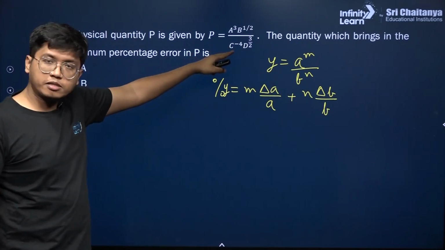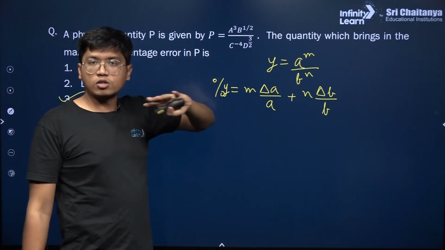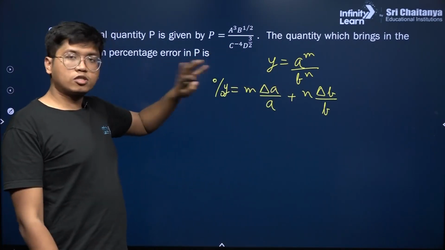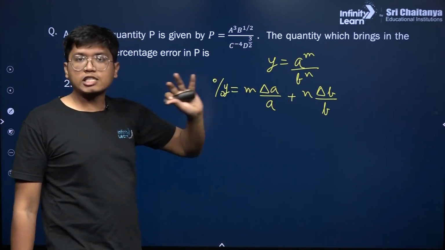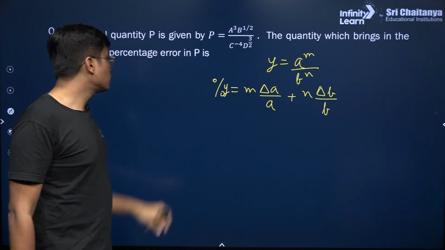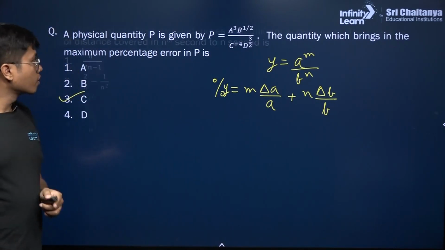So whatever was their power, that came as the coefficient. So here, since C has the maximum power, the negative value does not matter, right? Negative value does not matter when you're finding error. So just who has the highest power is going to have the maximum contribution in the error. So C is the correct option here.